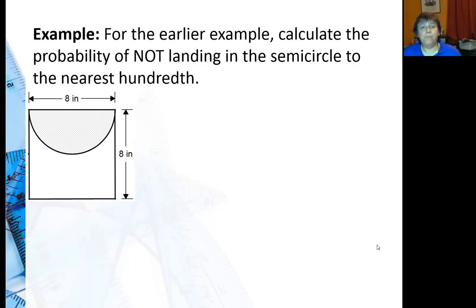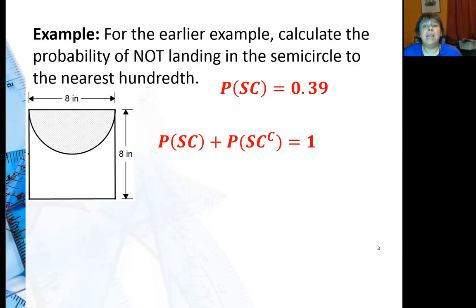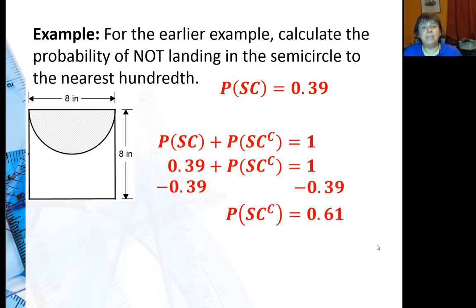So in this example, which is from an early one, we're going to calculate the probability of not landing in the semicircle to the nearest hundredth. Well, I already calculated the probability of landing in the semicircle was 0.39, or 39 hundredths. And I know that the probability of landing in the semicircle and not landing in the semicircle must equal 1. I'm going to substitute in the 39 hundredths and then subtract it from both sides. And that tells me the probability of not landing in the semicircle is 0.61, or 61 hundredths. So all we did is we made sure that both probabilities add up to 1, and then we solve for our unknown.